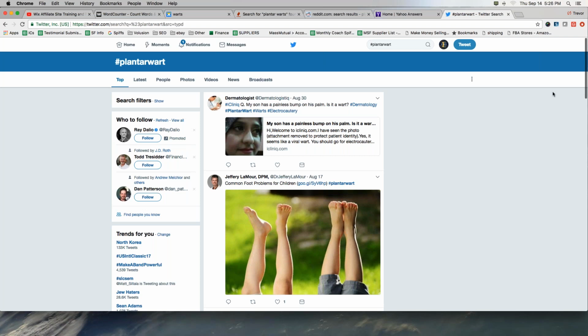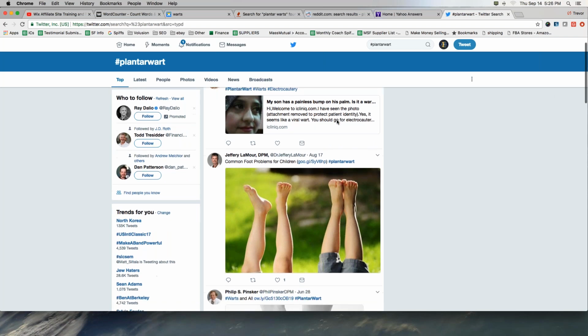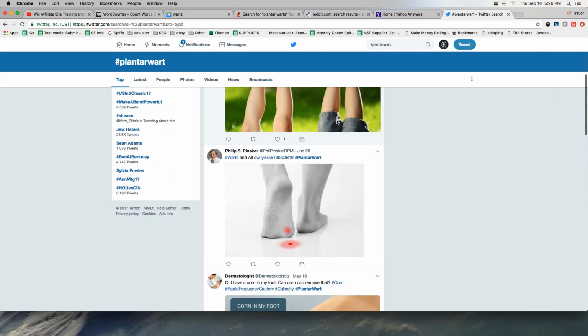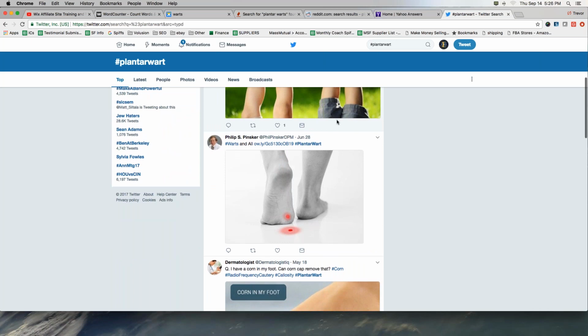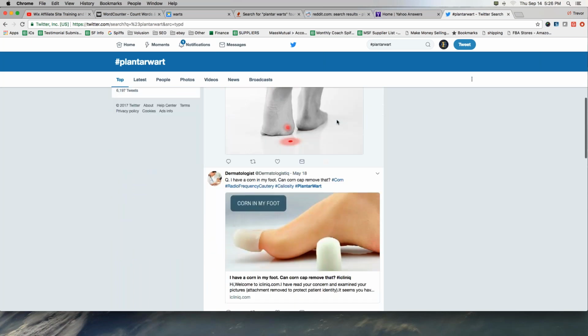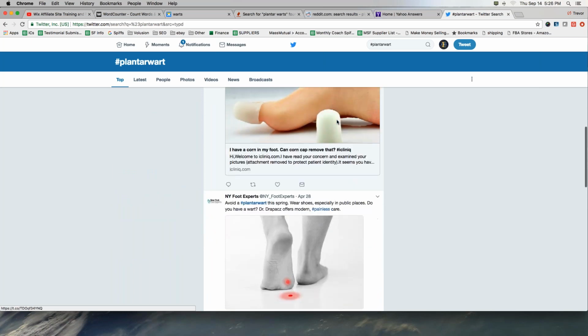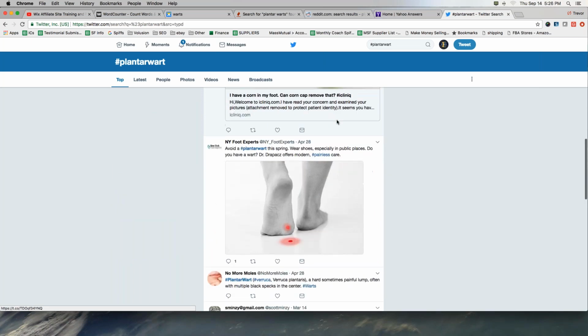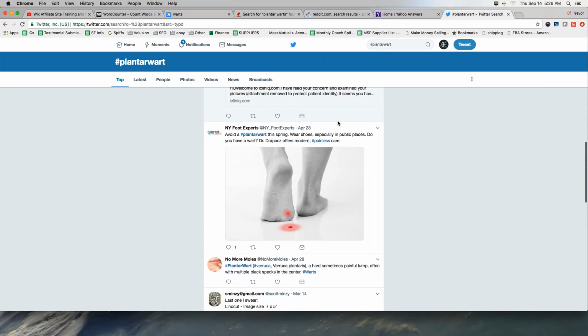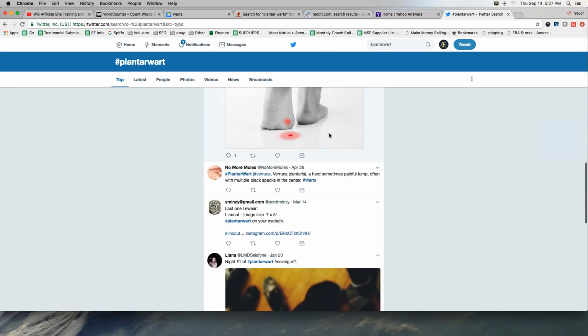let's just kind of filter through some of the content we see here. I'm seeing a lot of podiatrist posts, doctors. This one's from NY Foot Experts. Looks like they're giving a tip. They say avoid plantar wart this spring. Wear shoes, especially in public places. So they're offering a little bit of advice.